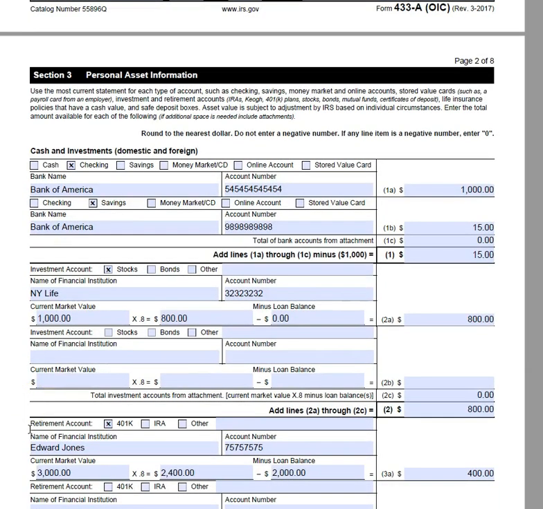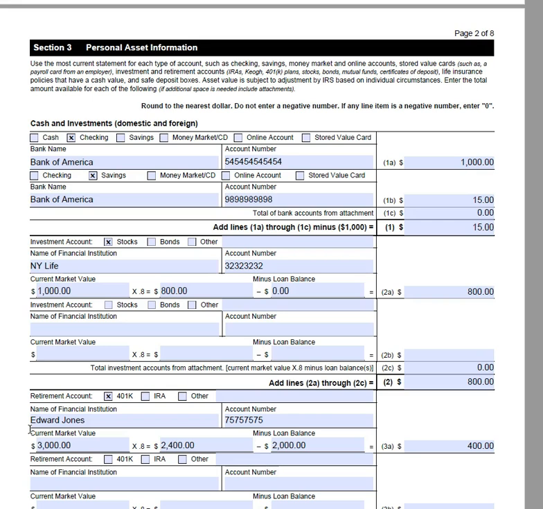Moving on to page 2 is going to be your personal asset information in section 3. So this is going to be any of your assets. So I've gone in and filled this out. So this taxpayer has a checking account with Bank of America with $1,000 in it. They have a savings account with Bank of America with $15 in it. So the total of the 2 accounts is $1,015.